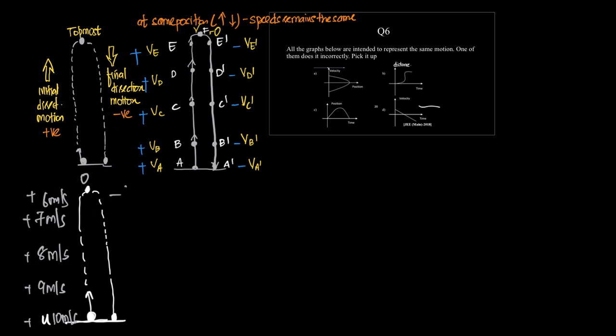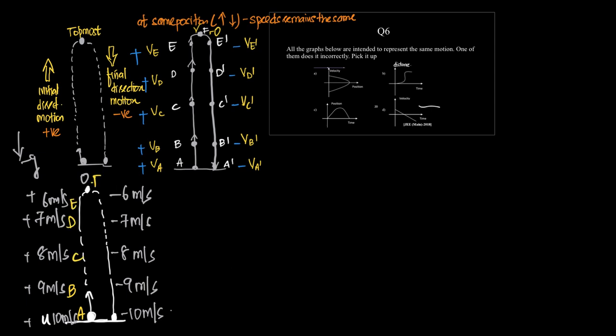When it comes down, it will be at the same height, it will be minus 6 meter per second, minus 7. Why is it increasing? Because in the downward direction, acceleration due to gravity is acting, it will increase the speed. Okay, so it is minus 7, minus 8 meter per second, minus 9 meter per second, and minus 10 meter per second. All right. So the corresponding positions, I'll take the same positions again, which is at position A, B, C, D, E, and F. This is E dash, this is D dash, this is C dash, this is B dash, and A dash. Okay.